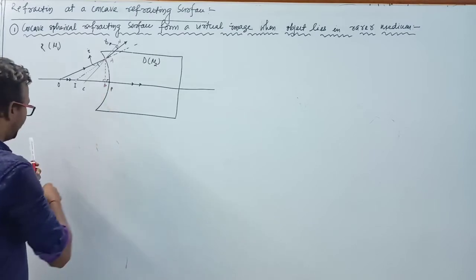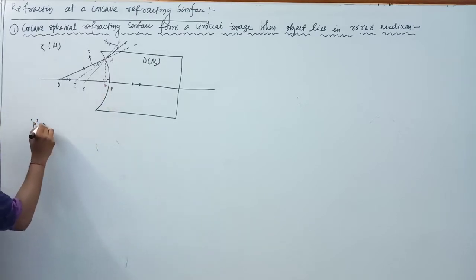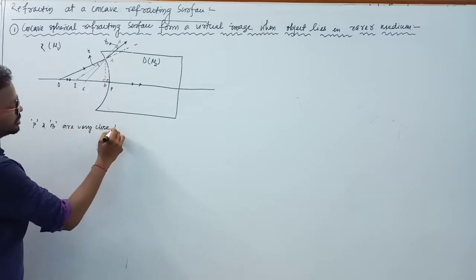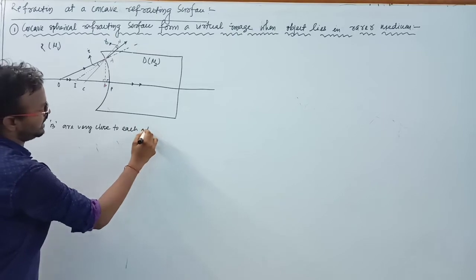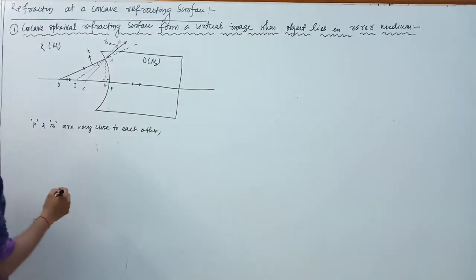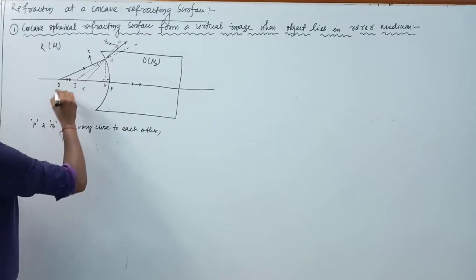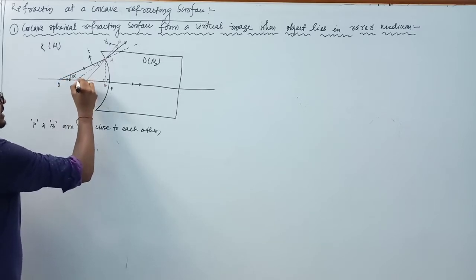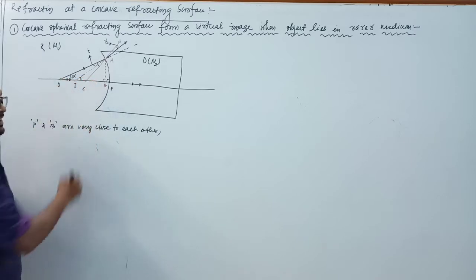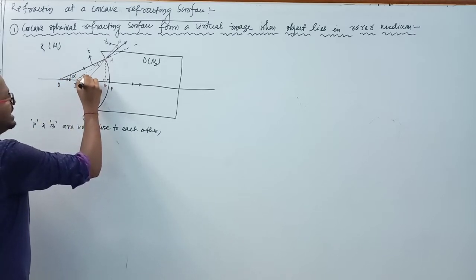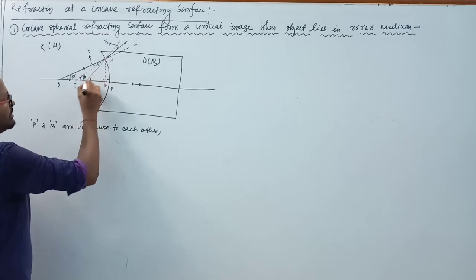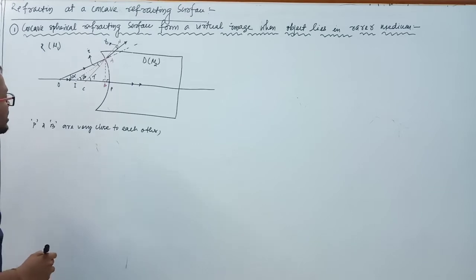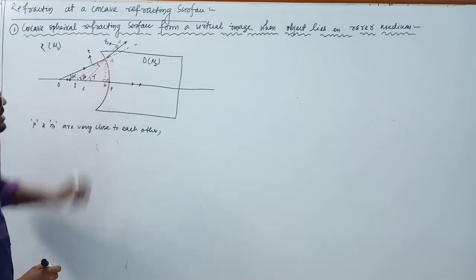Here point P and point B are very close to each other. Clear? Now suppose this angle is alpha, the angle formed by the image is beta, and the angle formed by the normal with the principal axis is gamma. Clear? Now, this is one refracting surface.